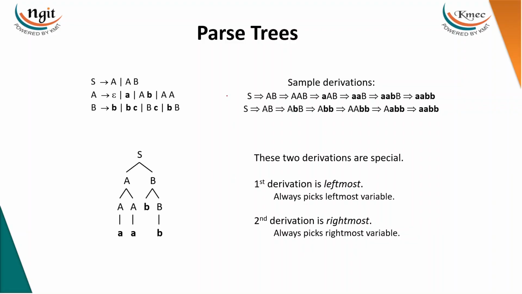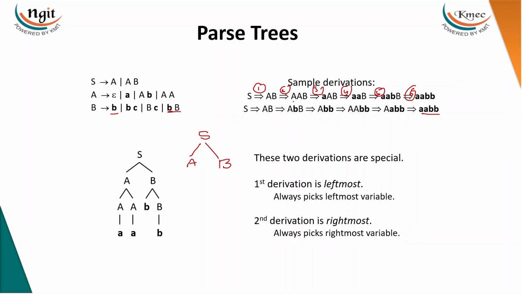Here we have a derivation for the string aabb. First S derives AB, then A derives again AB, then replace A with a, replace the other A with a, replace B with bB, and replace B with b. So we have six productions. Then how do we construct the parse tree for this?